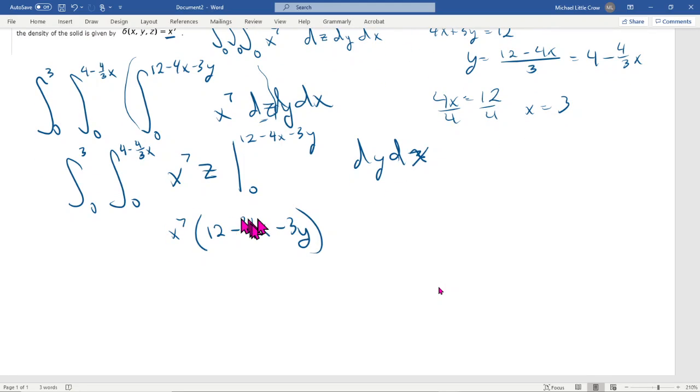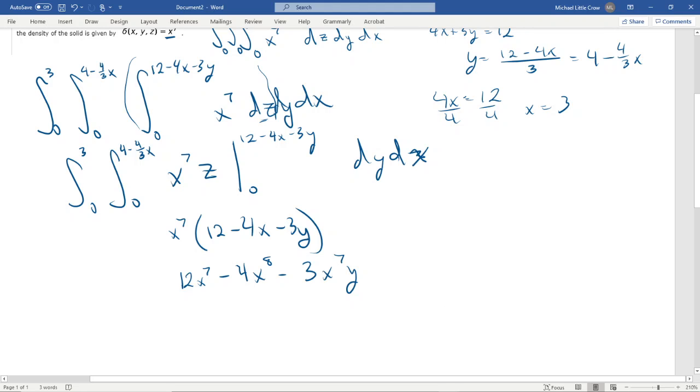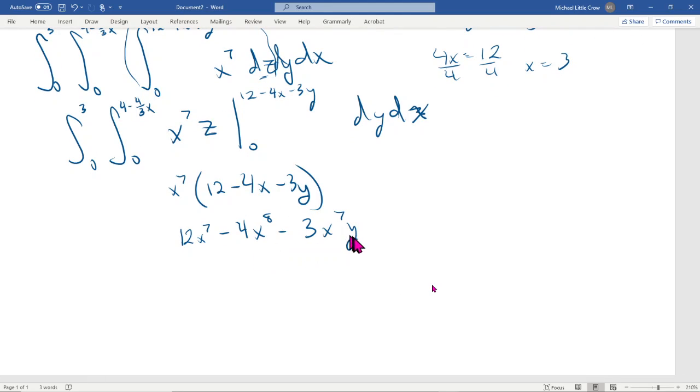That's our new integrand. Before I write everything, I'm going to just distribute it on through. That's 12x to the 7th minus 4x to the 8th minus 3x to the 7th y. You could leave it out, but there'll be a time when you're going to need to distribute it anyway. So let's go with that, dy dx. So the first integration is done.